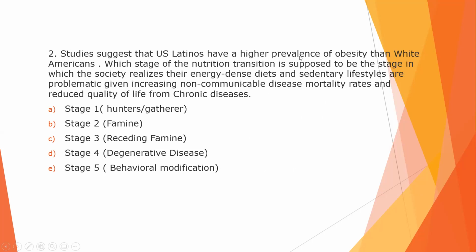Studies suggest that there has been a nutrition transition to the stage where society realizes that energy dense diets and sedentary lifestyles are problematic, giving rise to non-communicable diseases and a reduced quality of life from chronic diseases. Which stage is this, in which we face these kinds of problems of non-communicable diseases and chronic diseases? Either it's stage 1, stage 2 of famine, stage 3 of receding famine, stage 4 degenerative diseases, or stage 5 behavioral modification.